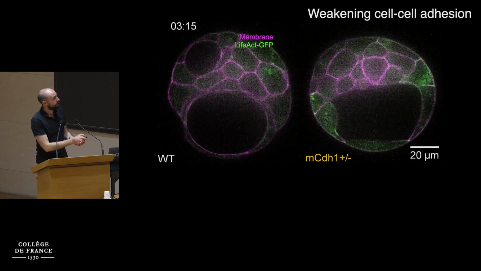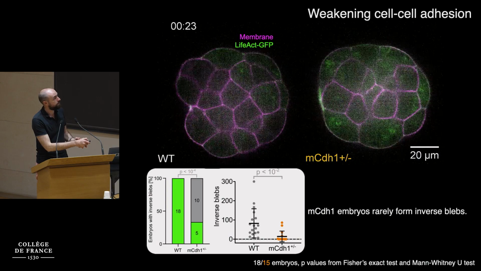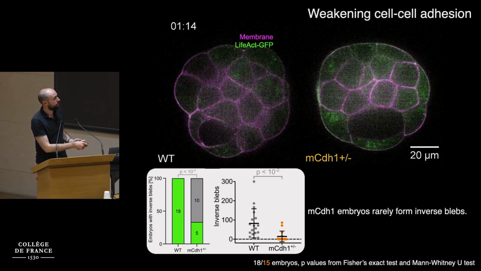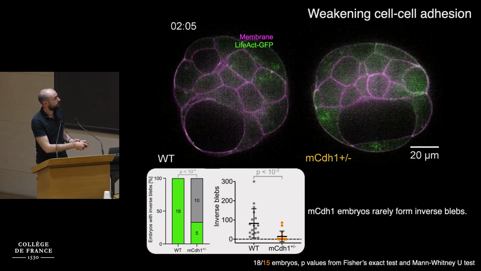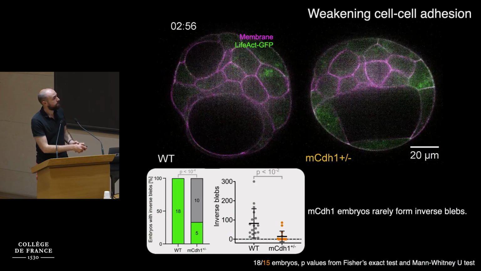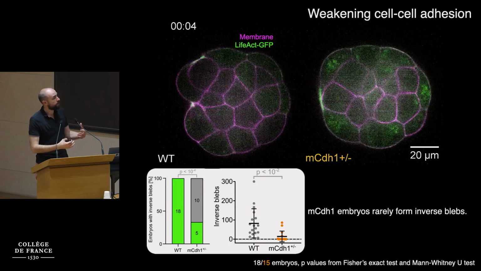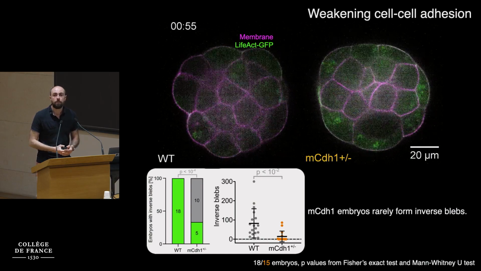And what you might have been able to see as well is that in those embryos which have little adhesion, they form a lumen without inverse blebs. Only a third of the embryos which are heterozygous knockout for ECAD form inverse blebs. And when they do form inverse blebs, there are much fewer than in a wild-type context. So they very rarely form inverse blebs, and we think that you need this adhesion confinement for the formation of those inverse blebs.